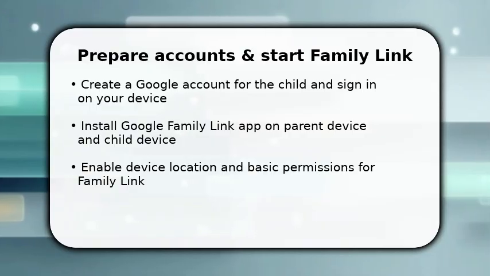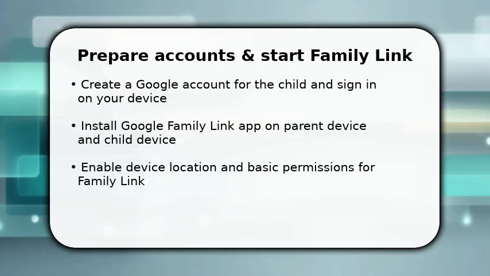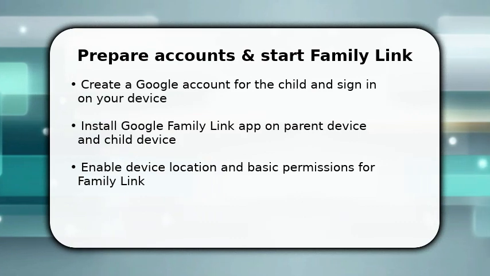Once done, install Family Link on both devices and grant required permissions like device location and account access. This lets you manage Chrome settings, approve apps, and set basic limits, because Chrome parental controls tie into the child's Google account and device permissions.